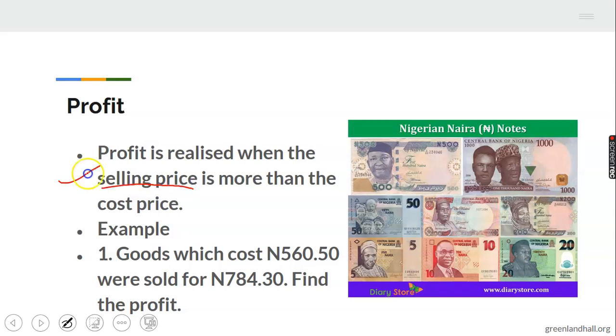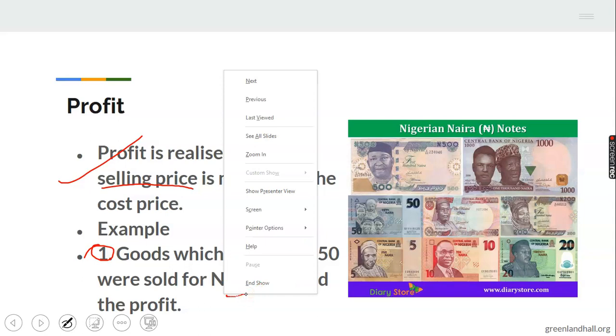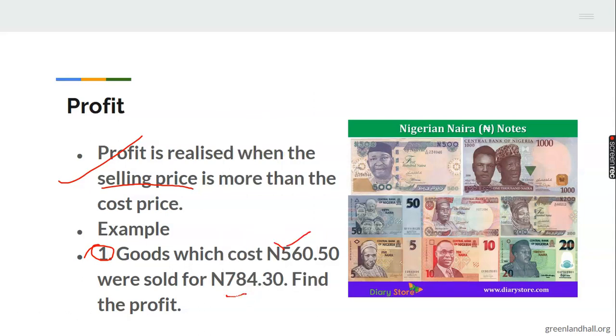Selling price is more. The amount you sell it is bigger than the amount you bought it. Now, look at this example. Goods, this is number 1. Goods which cost 560 Naira 50 kobo were sold for 784 Naira 30 kobo. Now they say find the profit. See how much they bought it, 500 Naira. See how much they sold it, 700 Naira. It was bought for 560 Naira 50 kobo.